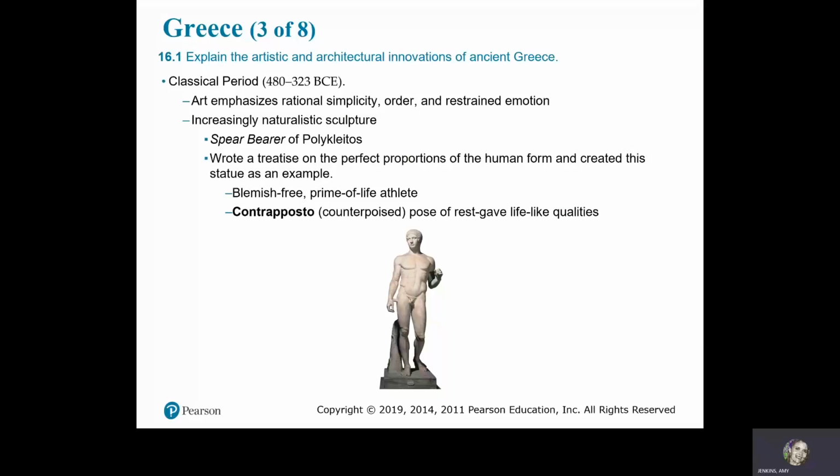In the classical period of Greece, from 480 to 323 BCE, art emphasizes a rational simplicity, order, and restrained emotion. It's increasingly naturalistic in sculpture. We have the Spear Bearer of Polykleitos. He wrote a treatise on the perfect proportions of the human form and created this statue as an example. It is a blemish-free, prime-of-life athlete, and he is standing in contrapposto. It's counterpoised. It's a pose of rest and gave lifelike qualities to sculptures.